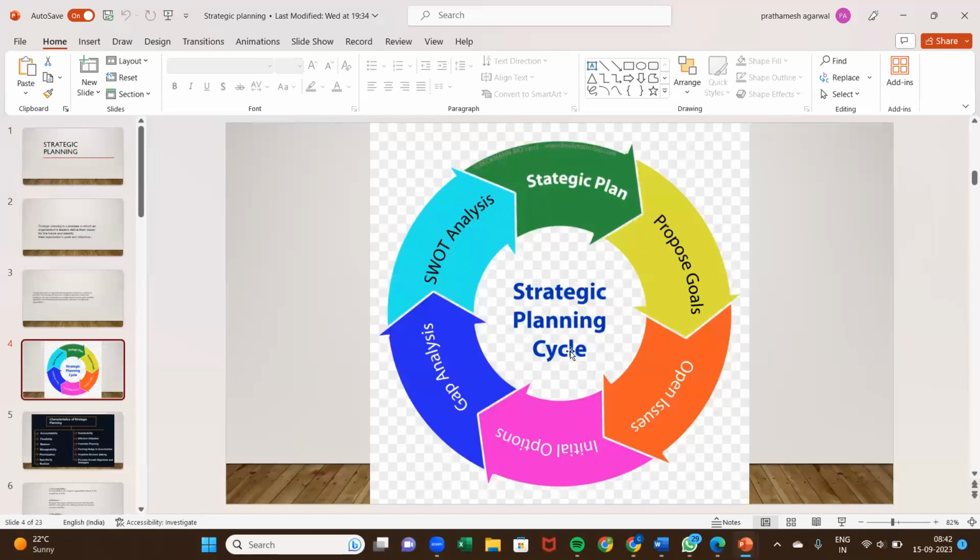What is the cycle? Strategic plan. I made a spelling mistake here. Then we have the proposed goals. We have the issues to address. Then we have the initial options. Then we have something called a gap analysis. And then we have SWOT analysis. Now, see, everything is linked. It is a cycle.